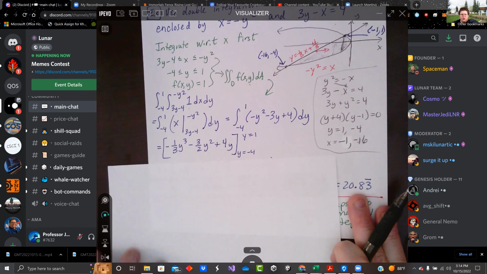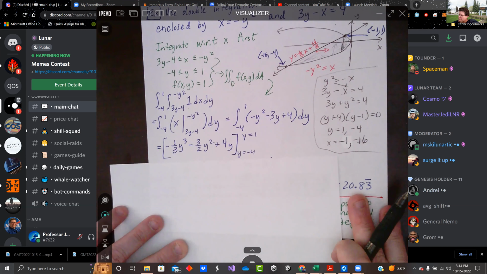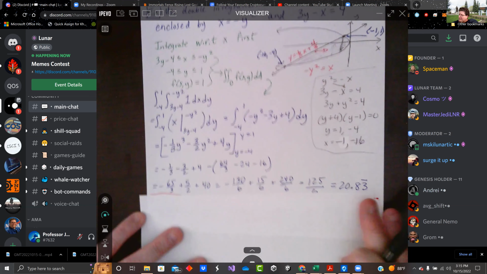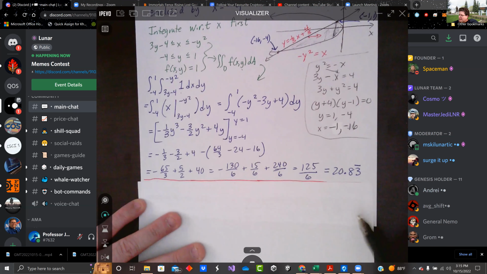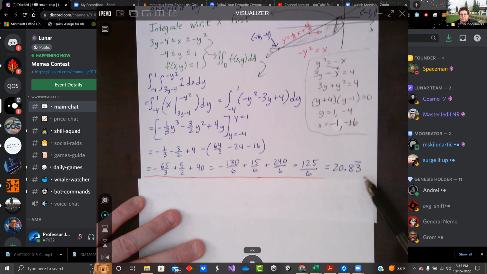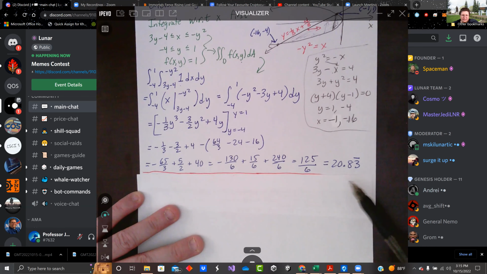We get negative 1/3 y cubed minus 3/2 y squared plus 4y. We're going from y equals negative 4 to 1. And you plug it all in. I was doing it by hand until I got to this point, and actually I did this point by hand too. 6 into 120 would be 20, and then 5/6 I know is 83.33%. So I actually did this all without a calculator.